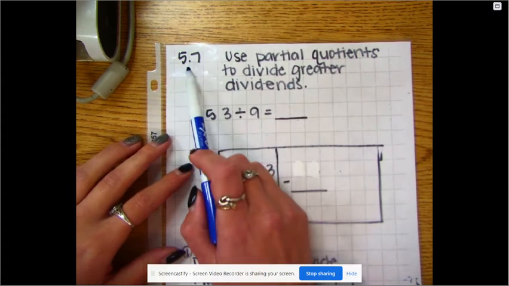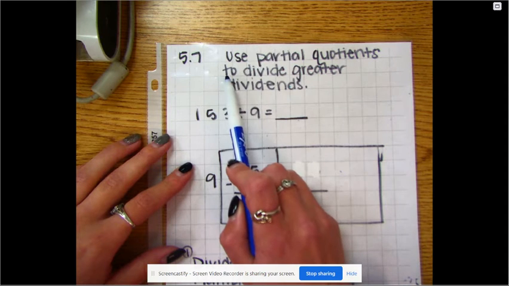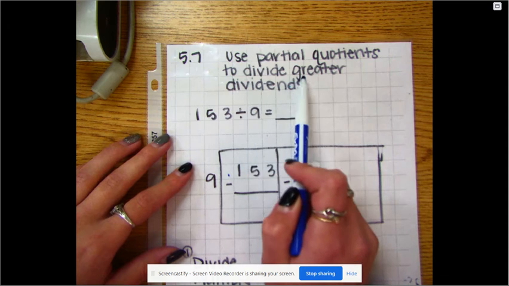Hello, let's do lesson 5.7. Use partial quotients to divide greater dividends. That is a mouthful. Let's break that down.